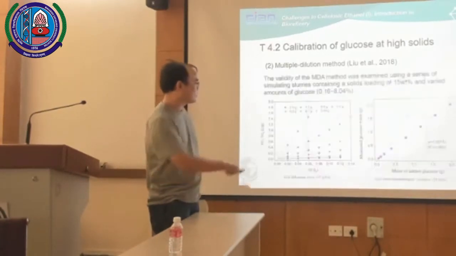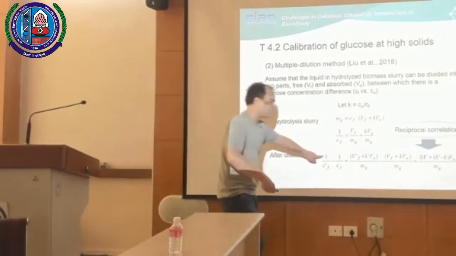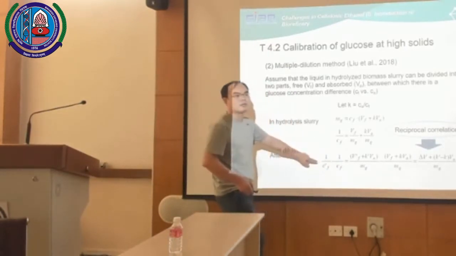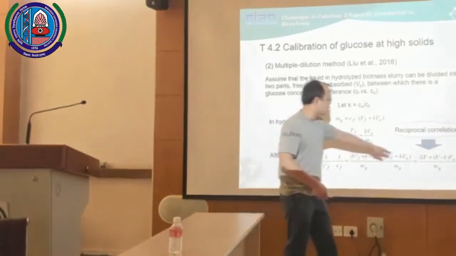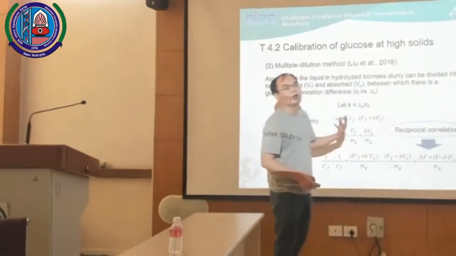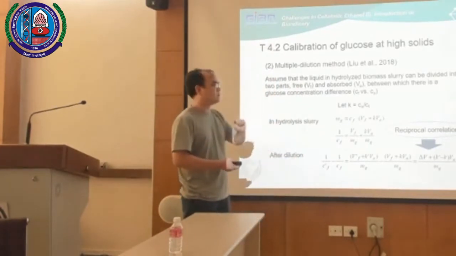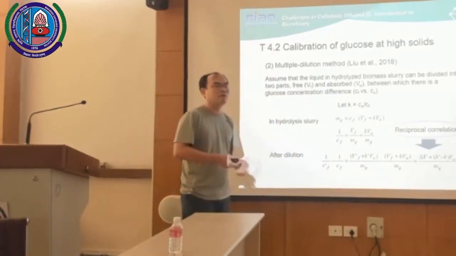Because in this equation, I test only the change of glucose concentration. I do not test the change of volume. Because for each dilution, I use the same volume of water, the same.